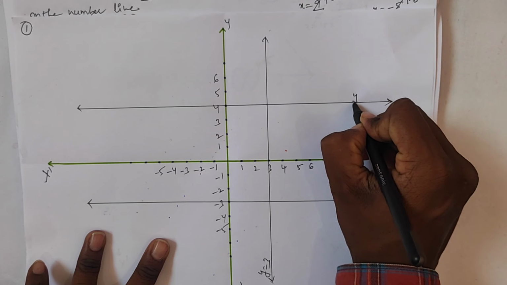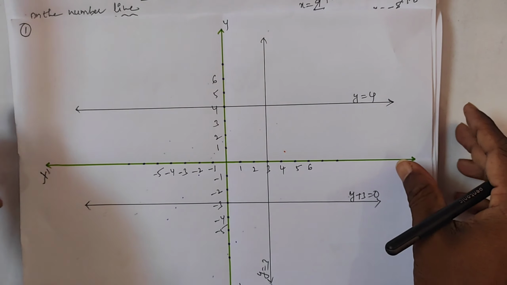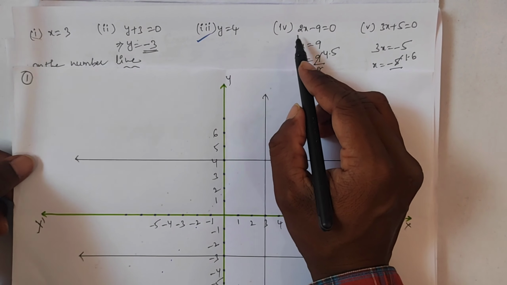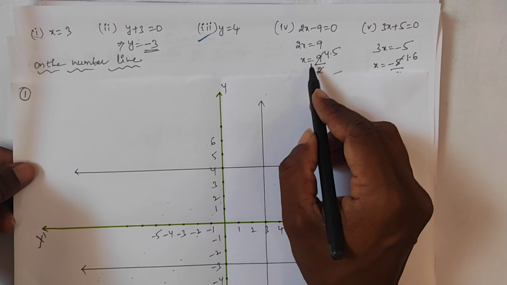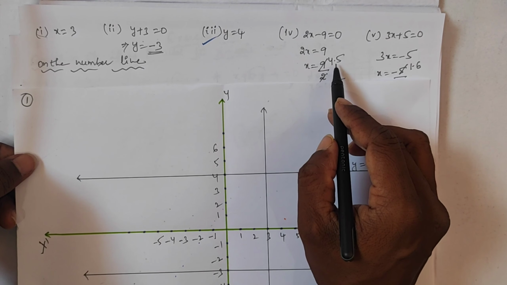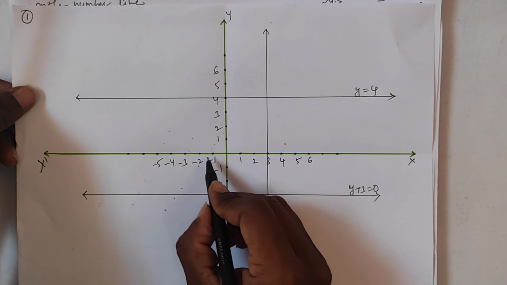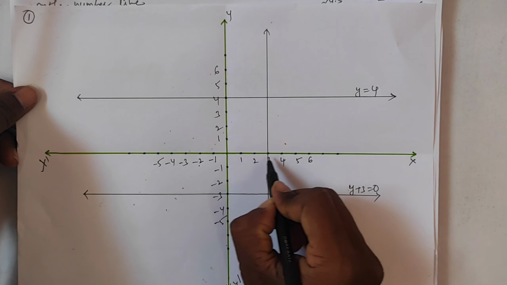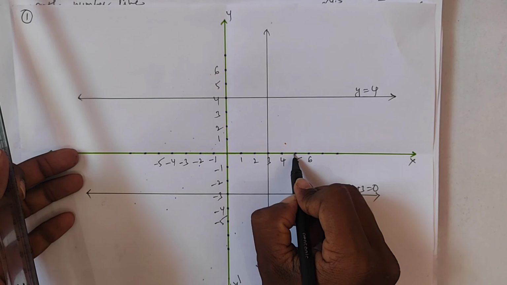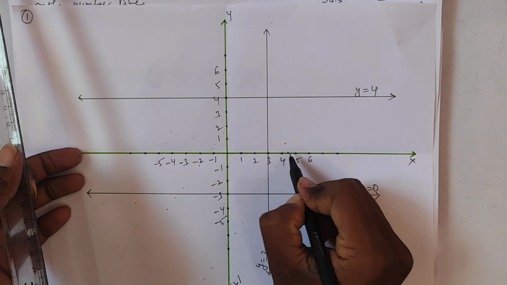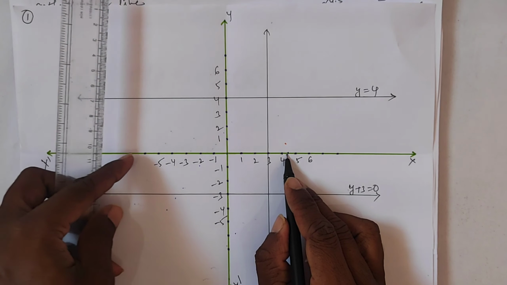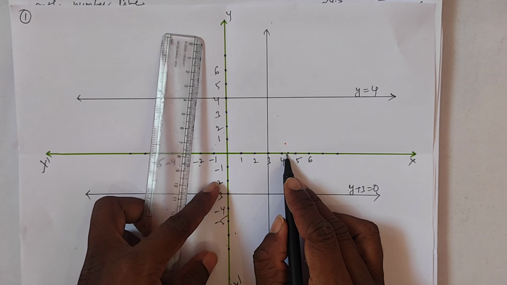This is y equals 4. Clear? Next, 2x minus 9 equals 0. After solving, how much did we get here? x equals 4.5. First locate x equals 4.5 from the origin. 4.5 means it lies between 4 and 5, in the middle. Now x equals 4.5 is a line which is parallel to the y-axis.